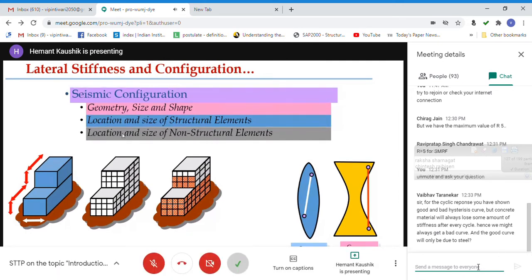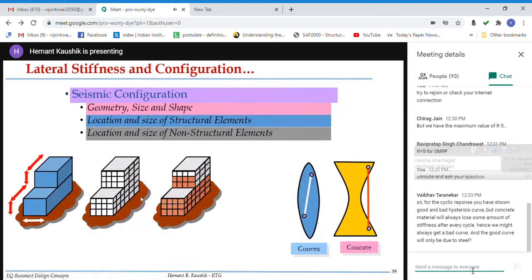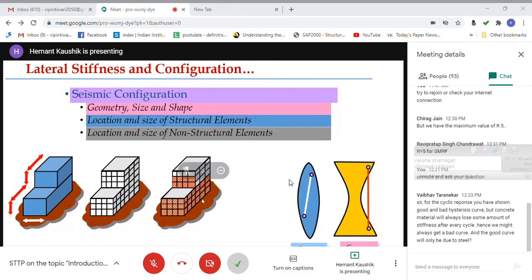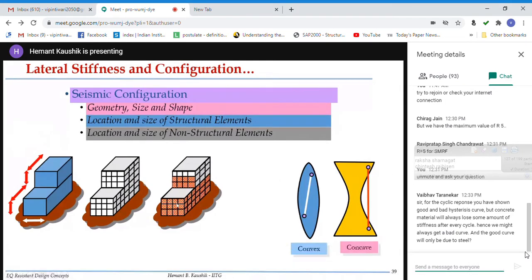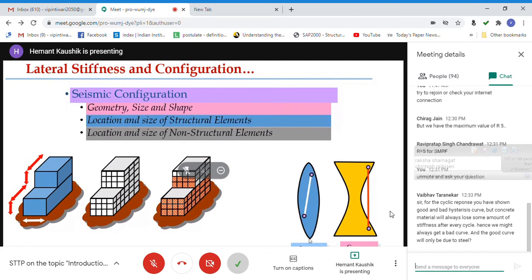It depends on the geometry, size, shape, the location and size of the structural elements under consideration, and the location and size of non-structural elements. For example, here, if the forces are to be transferred from this level to the bottom, you can see it has to change direction so many times, right? Wherever it changes direction, you have damage. And if you have infills, of course, the damage will be of a different kind. The type of structure and type of configuration, convex versus concave, really plays a role here.